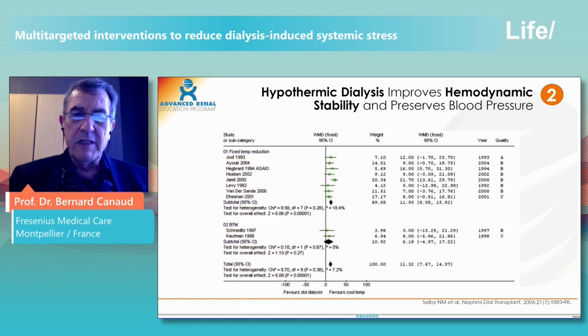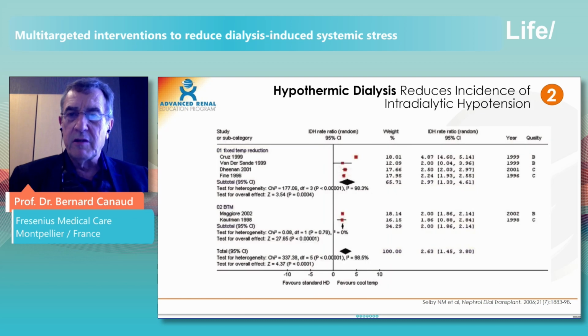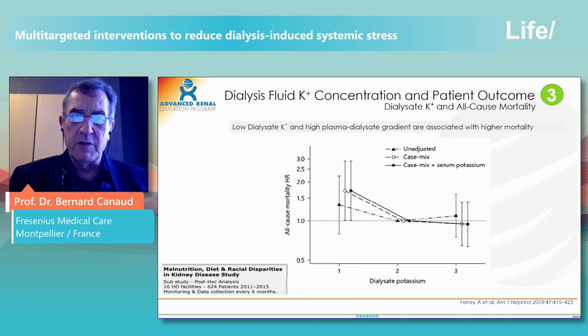The second aspect is the impact of hypothermic dialysis. Hypothermic dialysis is shown to be very beneficial in the patient, and it could be done in an automated way or manually by reducing dialysate temperature by 0.5 degree. But as shall be shown clearly, in all cases, hypothermic dialysis is associated with better hemodynamic stability, better blood pressure preservation, and, I would say, a tremendous reduction of intradialytic hypotension. As shown on this slide, it is almost a 20% reduction of intradialytic hypotension.